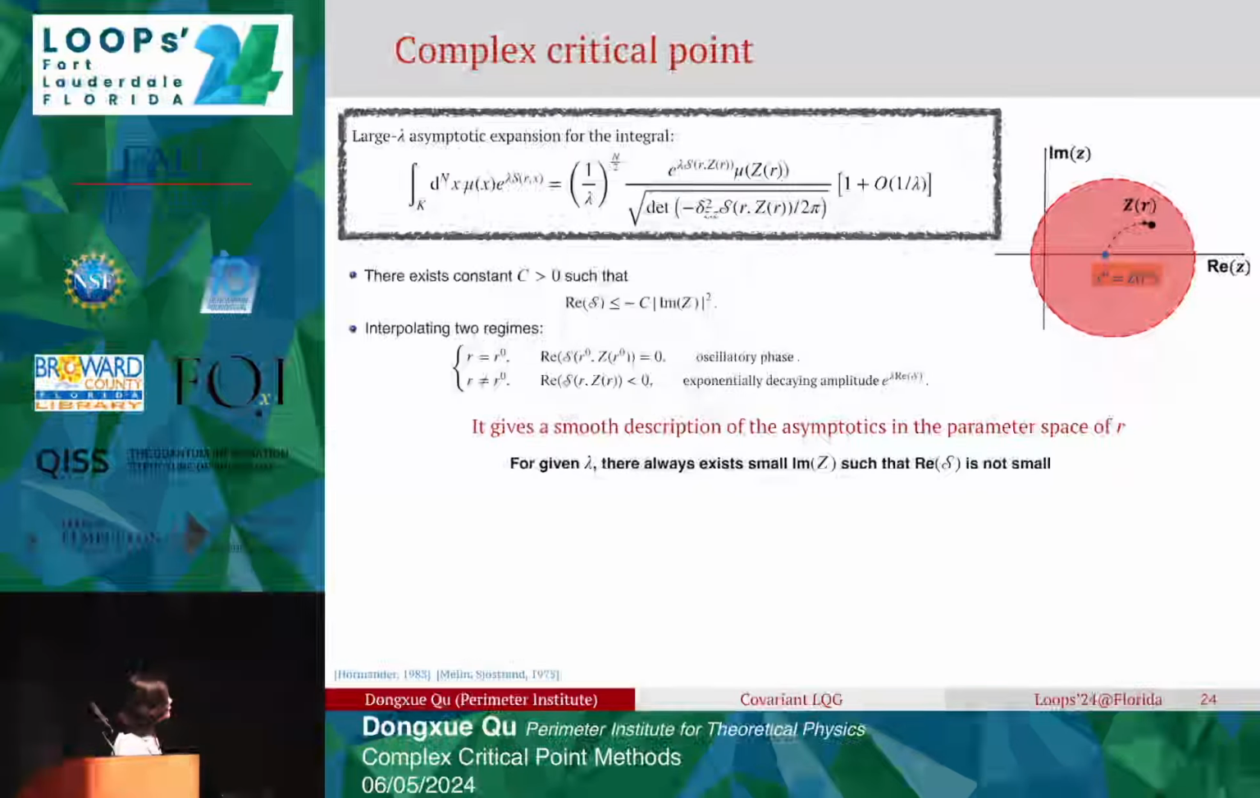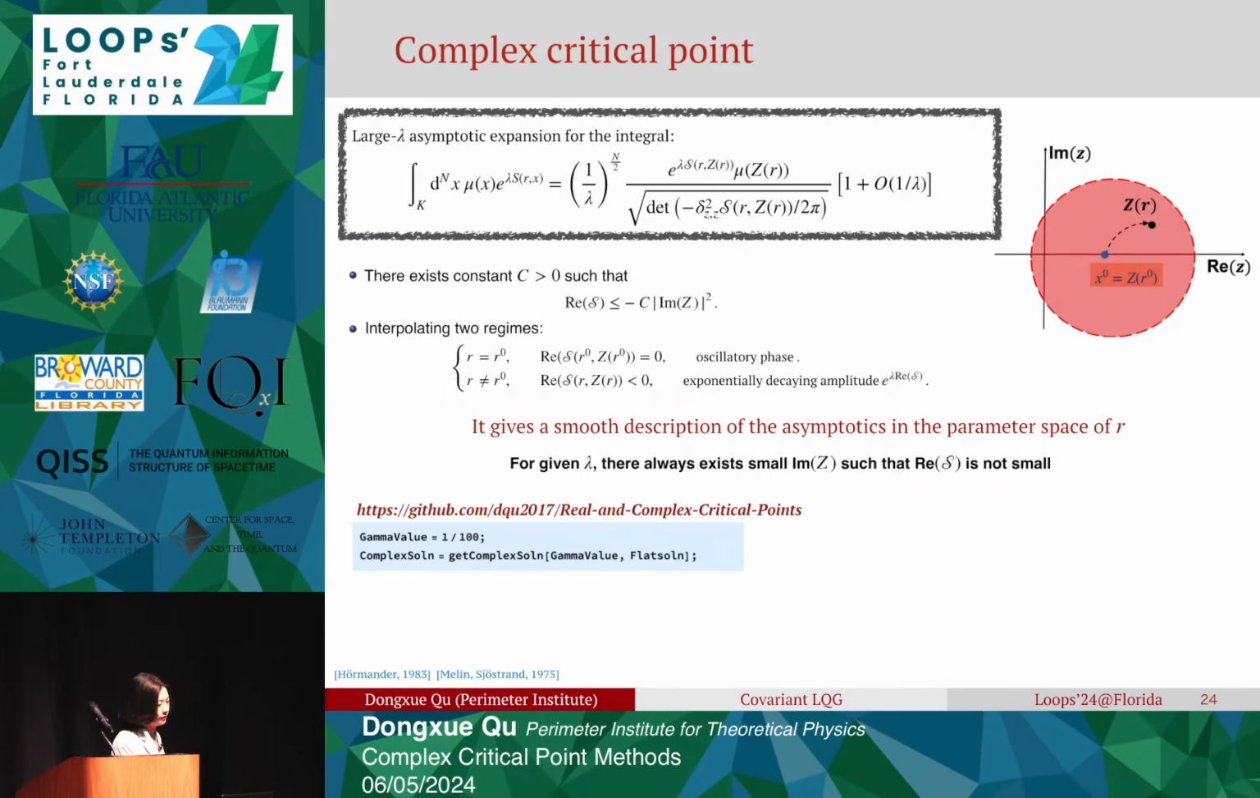And for any given lambda, we can always find a small imaginary part of the complex critical point for which the real part of the action is not small. Our code can also compute the complex critical point in the neighborhood of the real critical point, as long as the input is the real critical point. We can always find the complex critical point in the neighborhood of this real critical point, and evaluate the action at this complex critical point. You can see the real part of the action is less than 0.